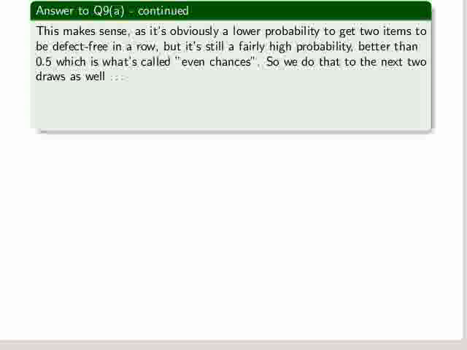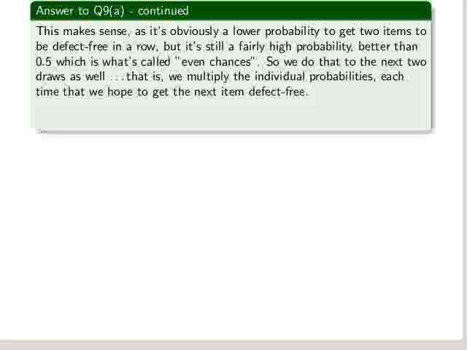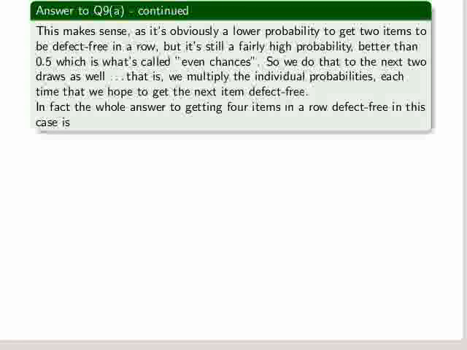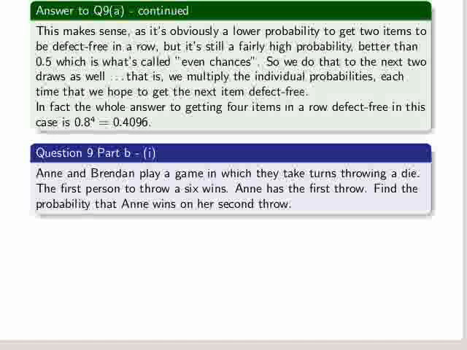So we do that to the next 2 draws as well. That is, we multiply the individual probabilities. Each time we hope to get the next item defect-free. In fact, the whole answer to getting 4 items in a row defect-free in this case is 0.8 to the power 4, which is 0.4096.